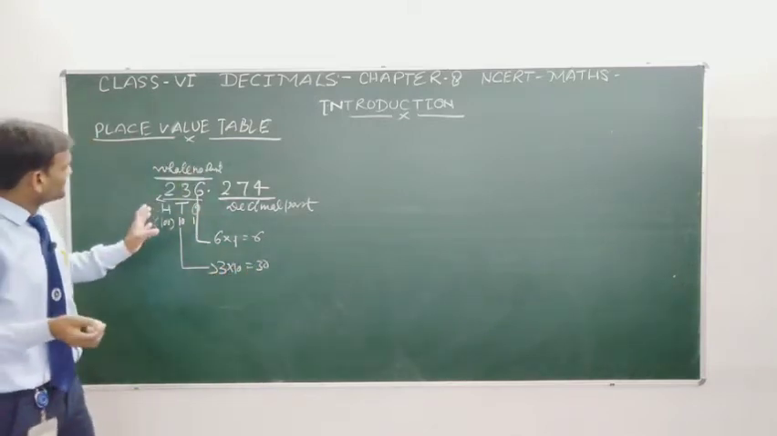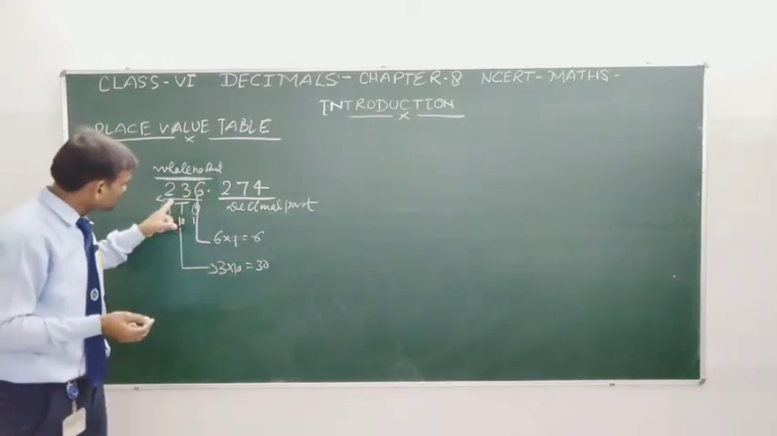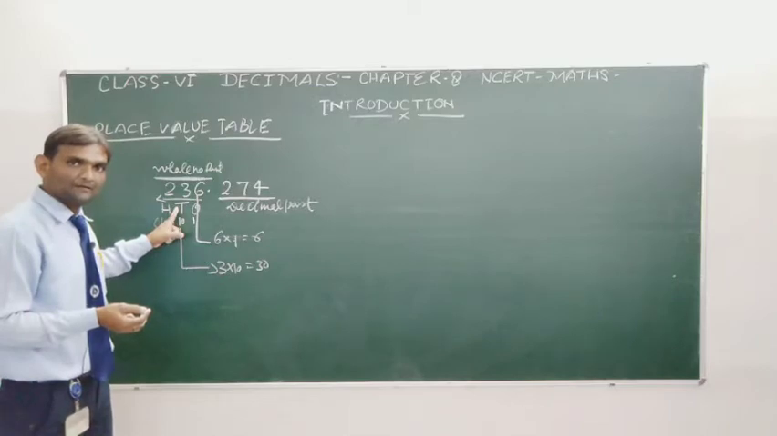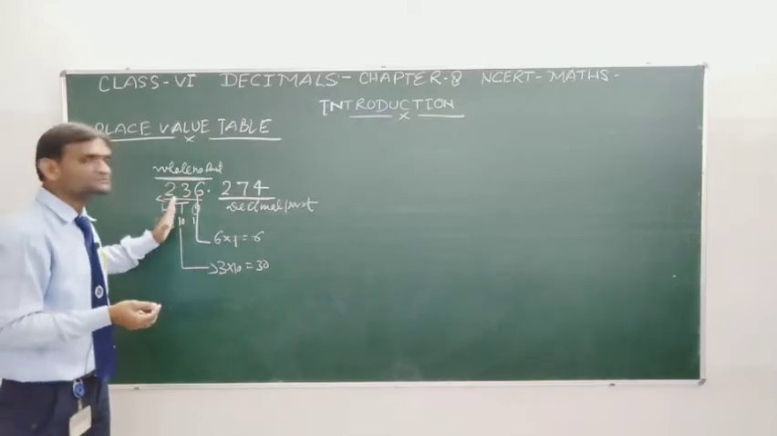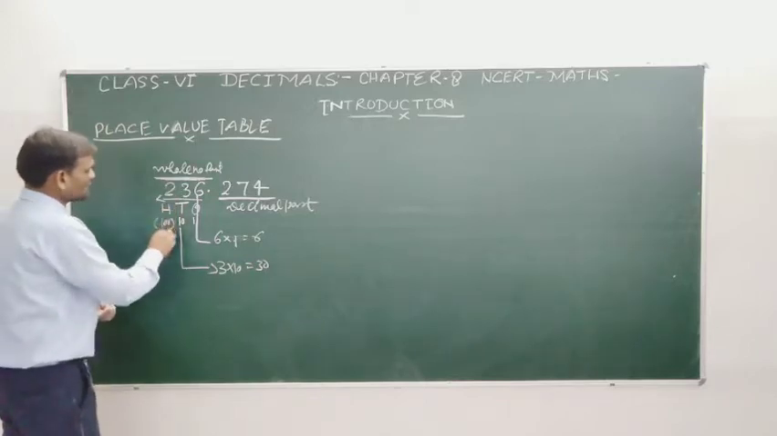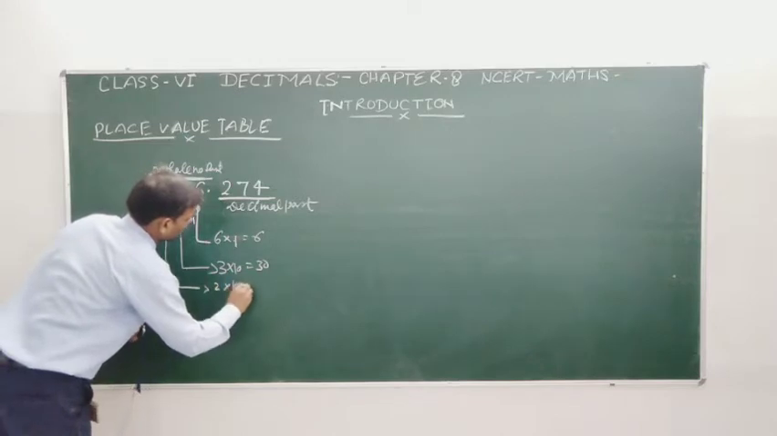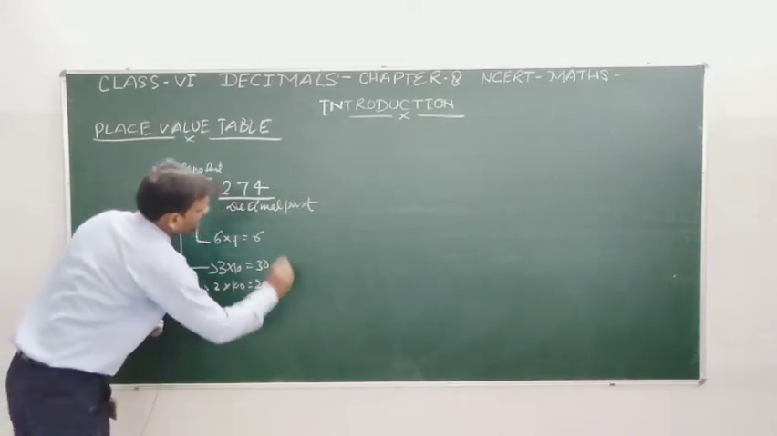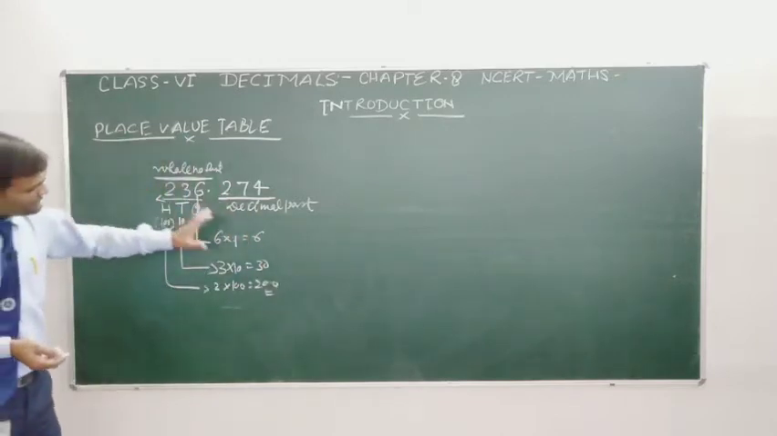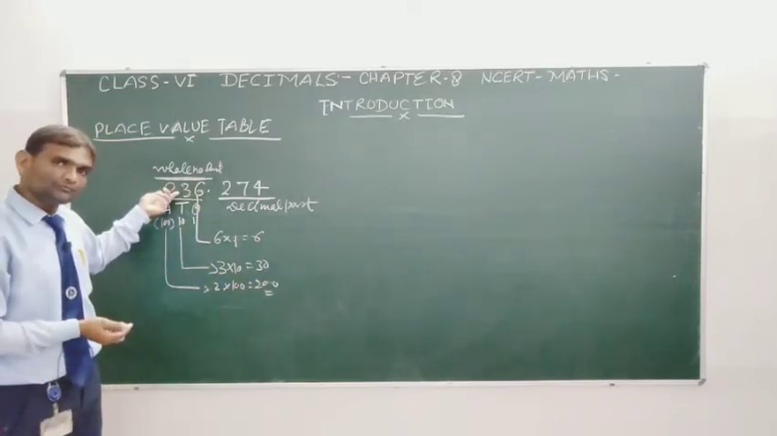Why am I multiplying 3 by 10? Because 3 is in the tens place. 3 is on the tens place, therefore I am multiplying by 10. And what is the place value of 2, student? 2 into 100 is equal to 200. This is the place value of 6, 3 and 2.